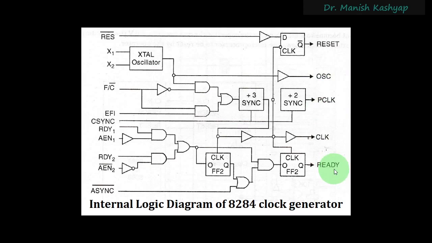So let me first tell you how you will be using this crystal oscillator or an externally applied frequency EFI signal, right? You see here this crystal oscillator will be connected between X1 and X2, and together with it you have got this AND gate. This AND gate is connected to this F/C bar pin, right? So when this F/C bar pin is 1, you have got a NOT gate here, so obviously this will be 0 and the output of the AND gate will be 0, whatever is the crystal oscillator applied here.